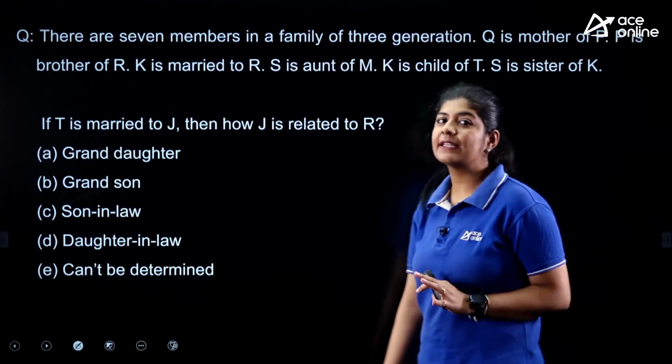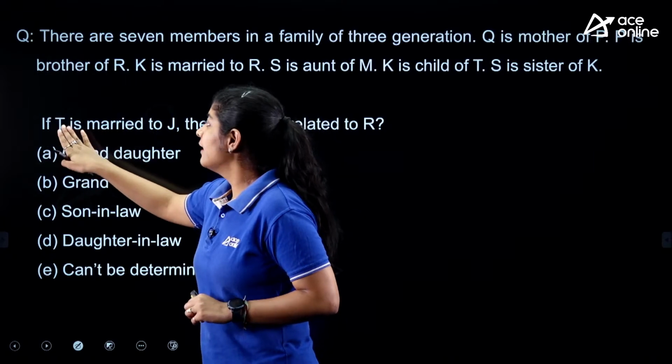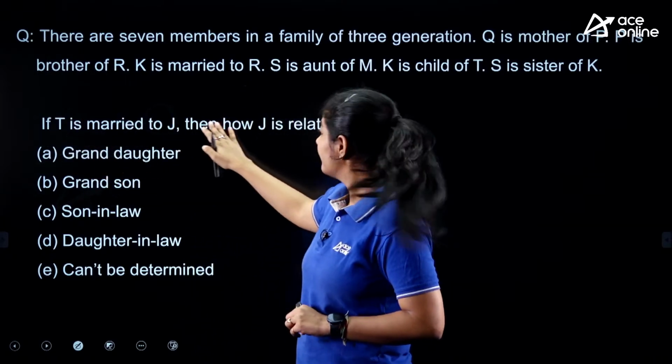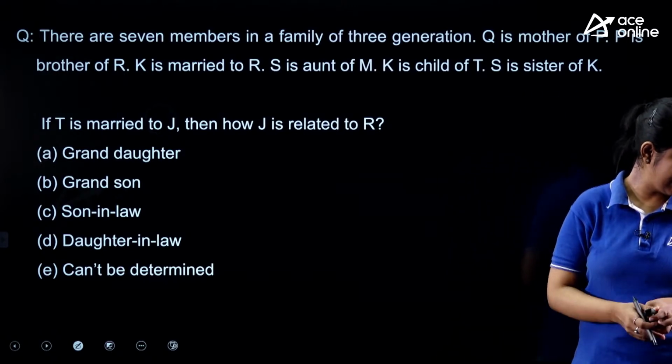So this is the data that we are having, and accordingly we need to answer: if T is married to J, then how is J related to R. This is the question that we are having.